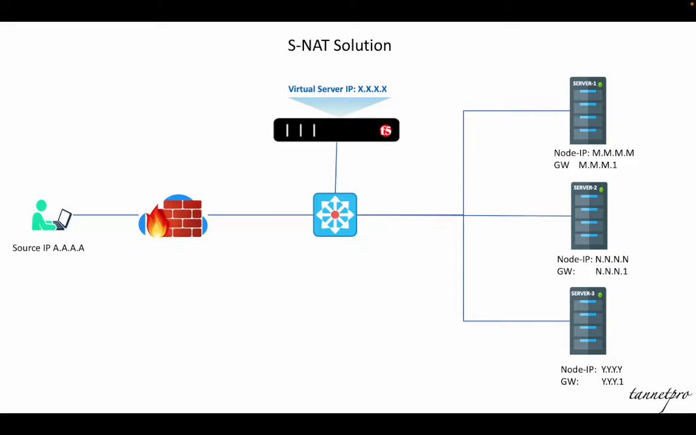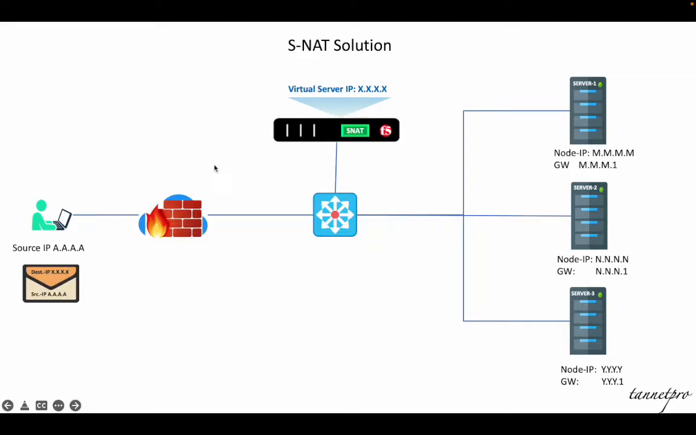Now I will explain in this slide how the solution of S-NAT works, right? As you saw in the earlier slide, that is the problem, asymmetric routing is happening. So now here you will see how the S-NAT resolves this problem. Yes. So you have to enable the S-NAT in the F5 box. You have to configure it.